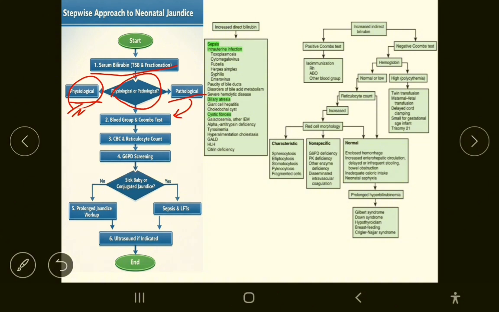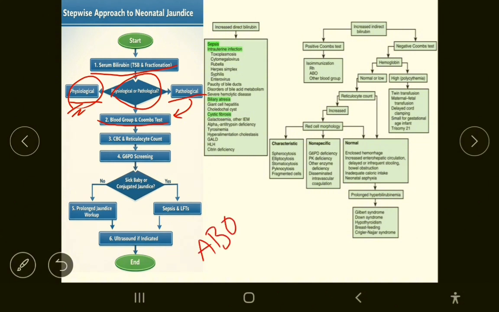Step 2: blood group and direct Coombs test. The next step is to check the mother's and the baby's blood group and perform a direct Coombs test. This helps us identify ABO or Rh incompatibility, which causes immune-mediated hemolysis and is a common cause of early, severe unconjugated hyperbilirubinemia.